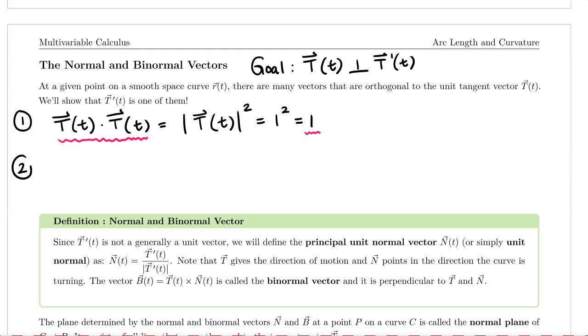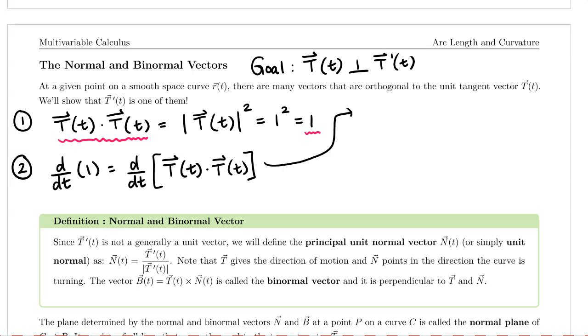So let's do that. I get the derivative with respect to t of 1 is equal to the derivative with respect to t of T taking the dot product with itself. And if we do that, the derivative of 1 is 0, since that's a constant. And then on the right-hand side, we're essentially using the product rule. We've learned a theorem that tells us that we're applying the product rule. So it's the first times the derivative of the second plus the second times the derivative of the first.